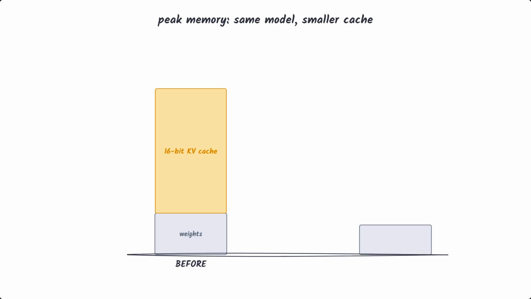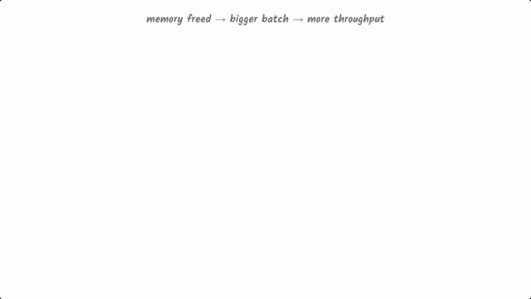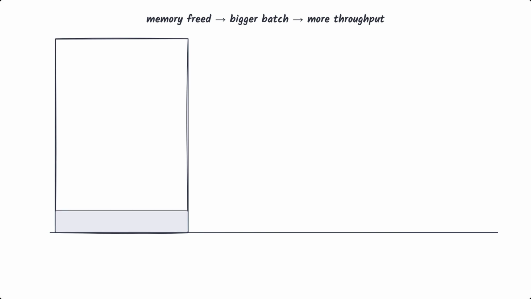Start with memory. On a standard 7 billion parameter model, KIVI cuts peak memory usage by about 2.6 times, and that's counting the model weights too, not just the cache. The cache itself, the part KIVI actually compresses, shrinks far more than that, from 16 bits per number down to 2. And because that full precision residual window is so tiny, it barely dents the savings. Suddenly the thing that was several times bigger than your model becomes just a small fraction of what it used to be.